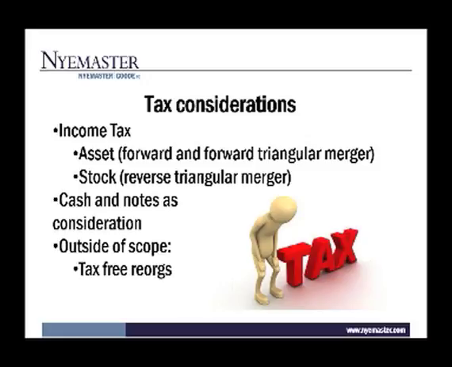The next few slides deal with income tax considerations for asset acquisitions, and we'll talk about stock transactions as well. For income tax purposes, a forward merger and a forward triangular merger are treated the same as an asset acquisition. So if the assets look like they're transferring from the hands of one person to another, the forward merger and the asset acquisition are treated the same. A reverse triangular merger, however, which looks more like a stock transaction, is treated for income tax purposes like a stock acquisition.